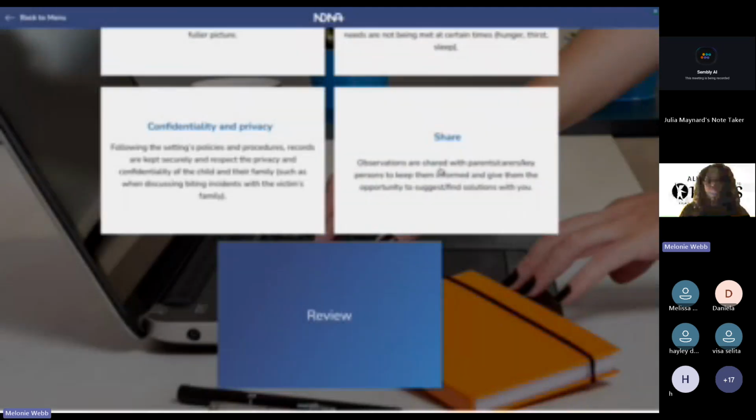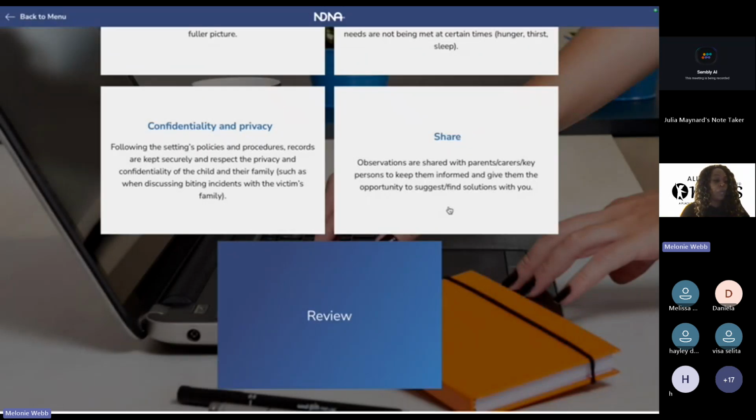Share observations with parents, carers, key people to keep them informed and give them the opportunity to help you find solutions. So I know quite often we will make observations and make notes and then not send them out to the parents, but that is for our own understanding. Once you then have that understanding, I would expect you to be sharing the information with their parents and carers.